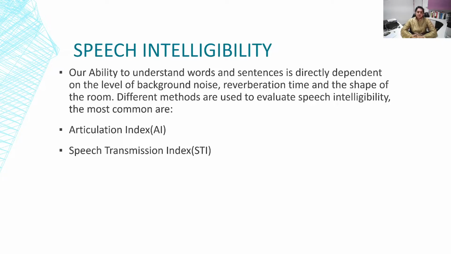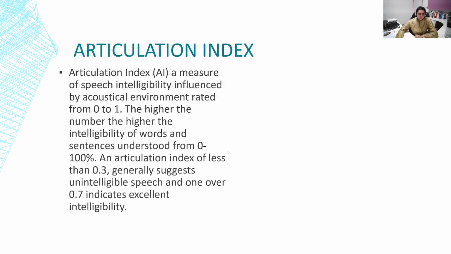There are different methods to evaluate speech intelligibility. Two common methods are articulation index and speech transmission index. Articulation index has two definitions. One is the audiology definition and the other is the acoustics definition. Here we are only going to talk about the acoustics definition, and then we're going to talk about speech transmission index. So articulation index is a measure of speech intelligibility influenced by the acoustical environment of a particular room.